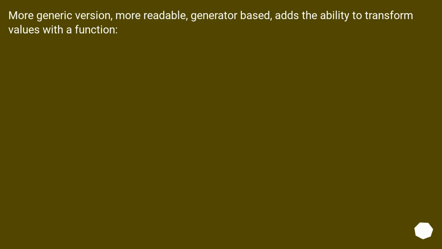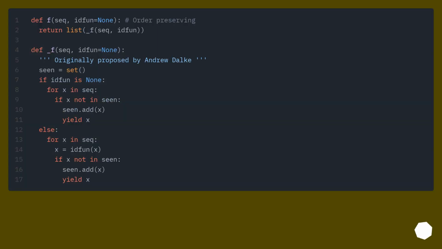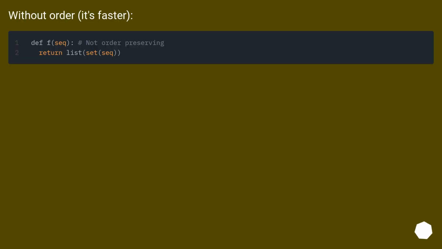More generic version, more readable, generator-based, adds the ability to transform values with a function. Without order, it's faster.